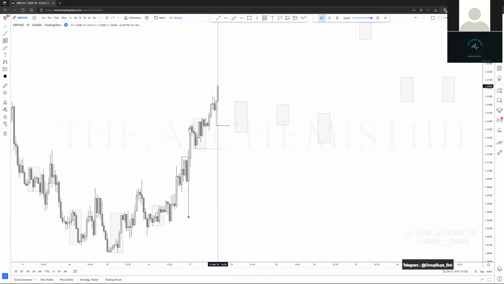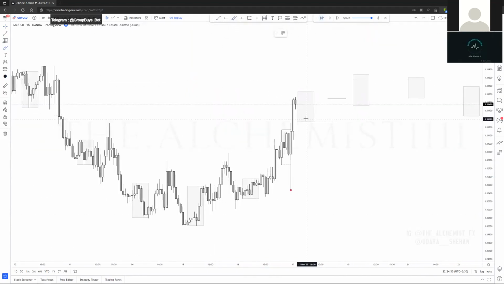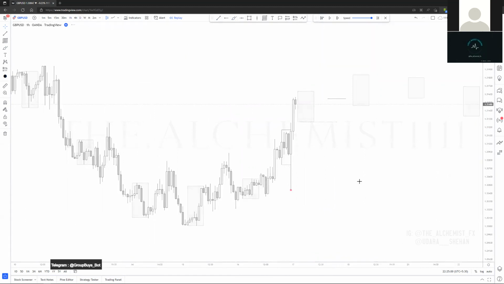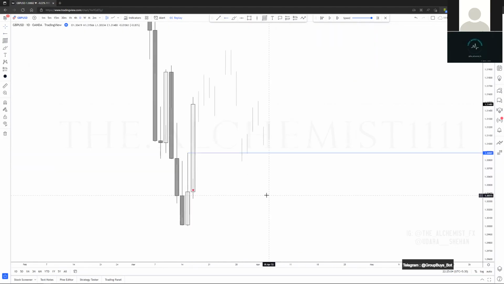Okay, so now look at this. Just remember, this is where the Asian low is. Right below the Asian lows, what did we have? Daily. What is this? Imbalance. Can you see that? We had a daily imbalance.